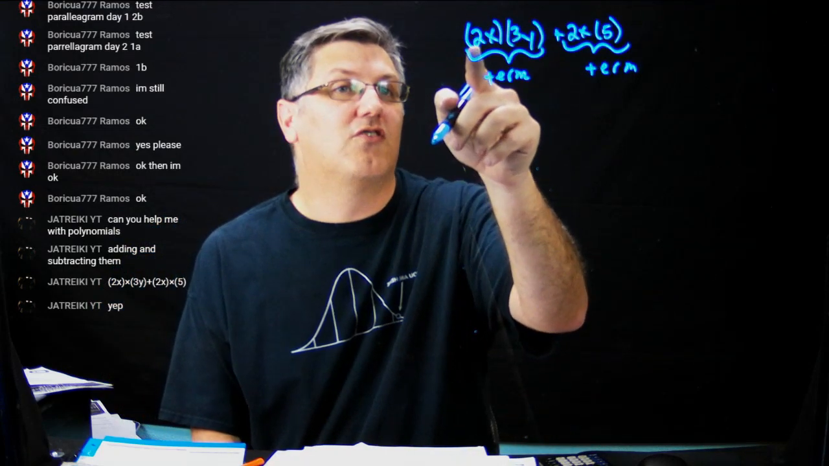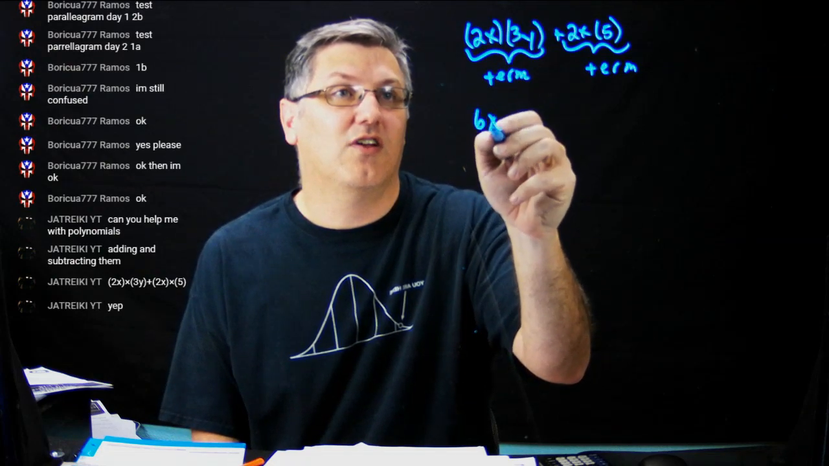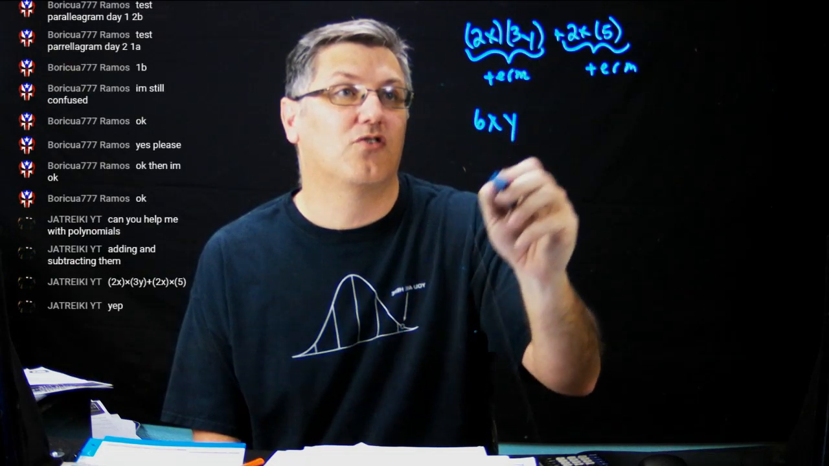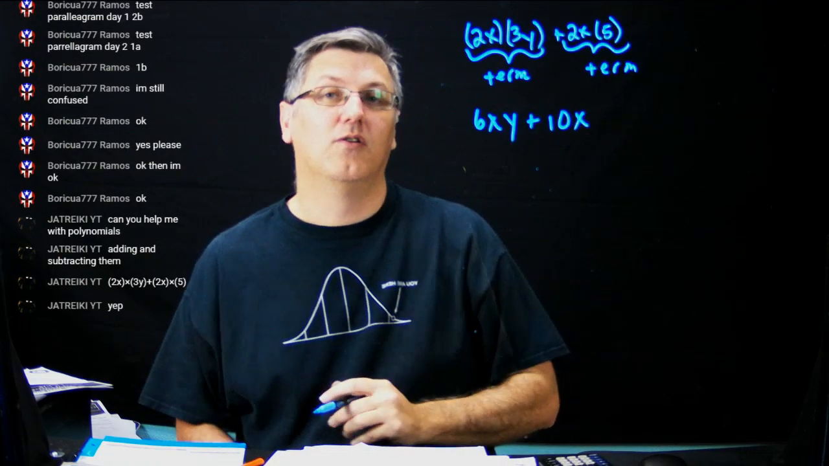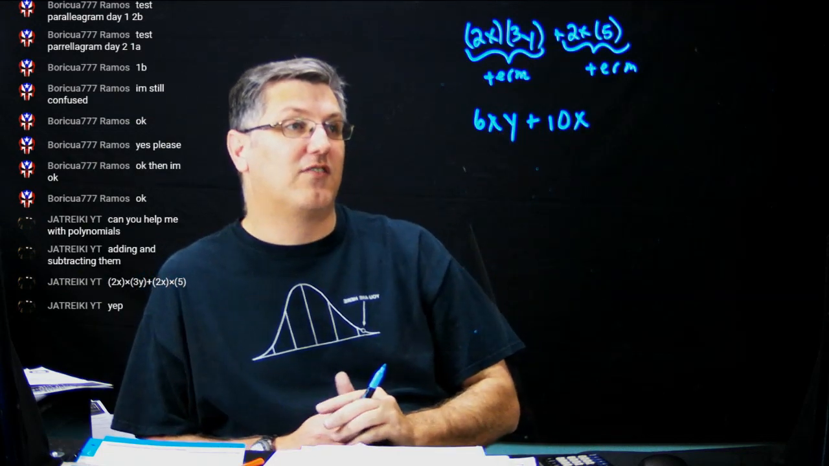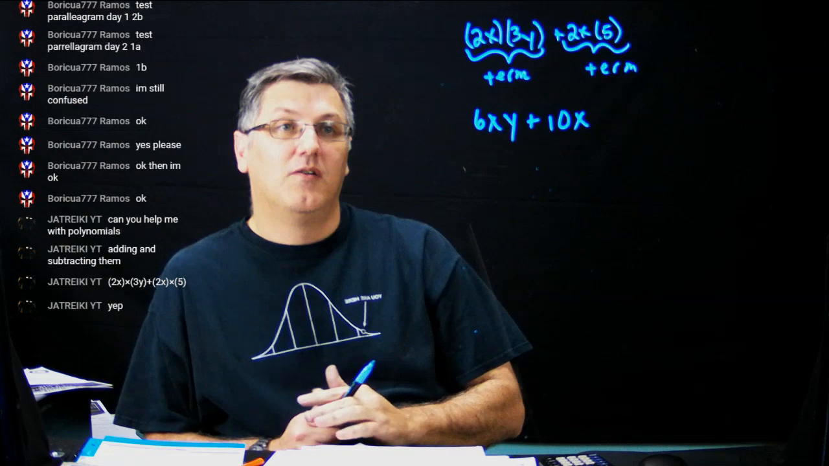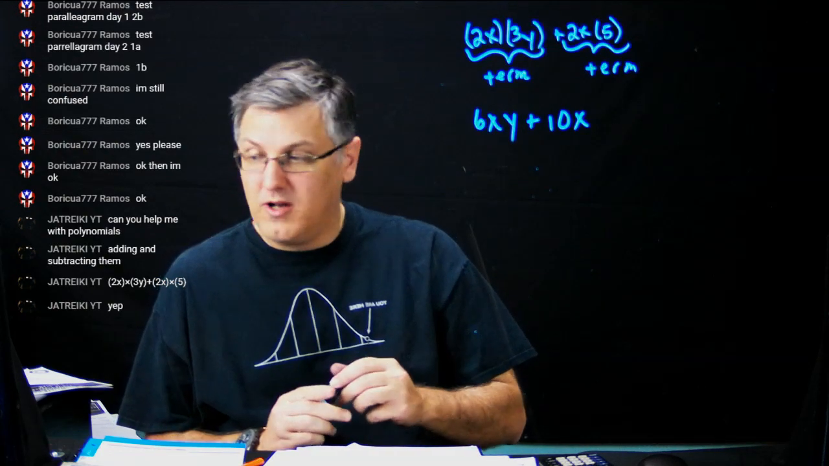All right, so 2 times 3 is 6. Then I just have an x, and then I have a y. So there's my first term. Plus 2 times 5 is 10, and then an x, and I'm done. Because these are not alike, I can't combine them, and that's that. I'm done. That's it. One line. What else?